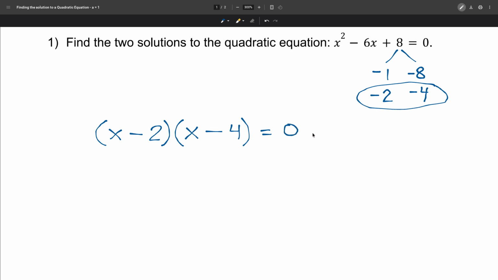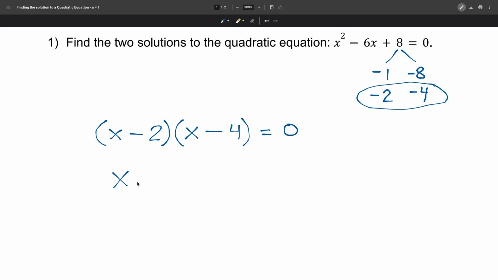Okay, we can now set each of these factors equal to 0 to solve for the two solutions for this quadratic equation. The reason we can do that is because of the zero product property. It sounds all fancy, but basically what it says is, if this is equal to 0, then 0 times whatever this is will equal 0. And likewise, if this equals 0, then whatever this is times 0 will equal 0. That's why we can set each of these equal to 0 and solve. Anything times 0 is 0.